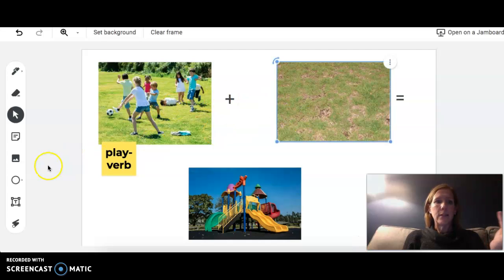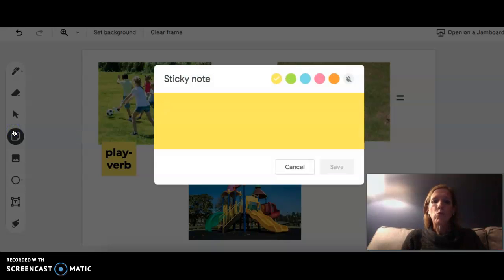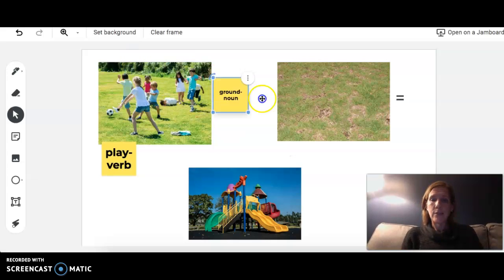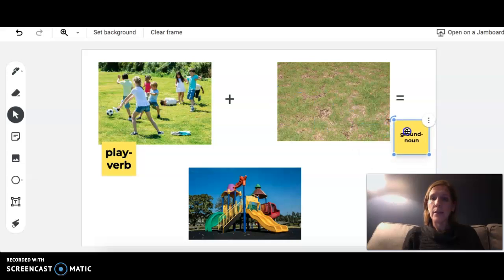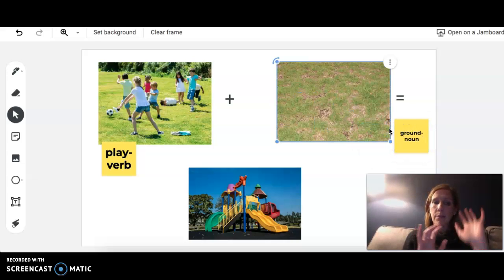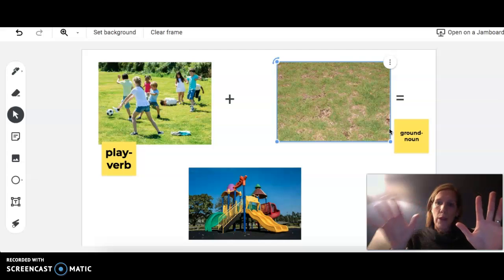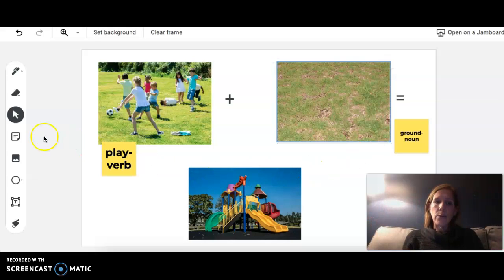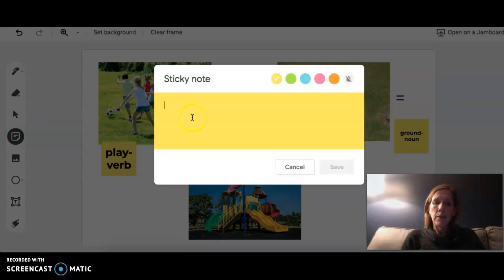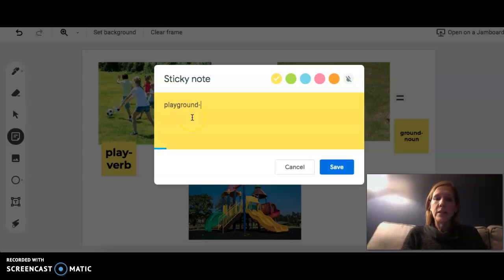And this would be ground. Oops, don't forget your blend, ground. And ground is a noun. It's a thing. Or it could be a place, depending on how you use it in a sentence. But either way, it's a noun. Okay, so play plus ground would equal playground. And a playground is a noun, right?